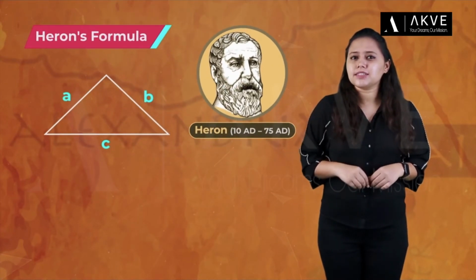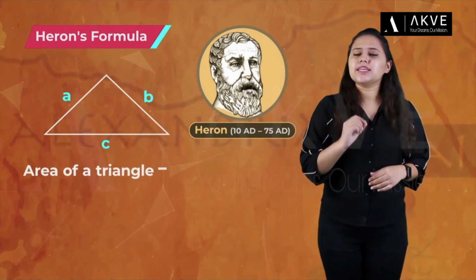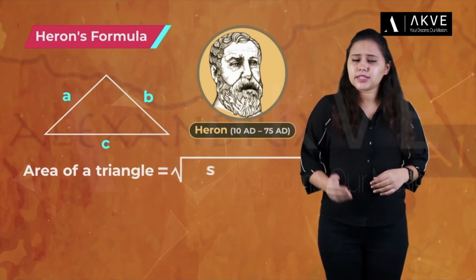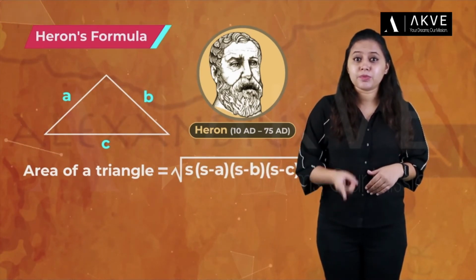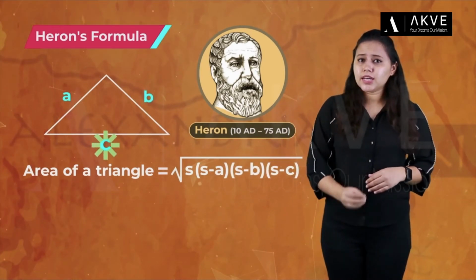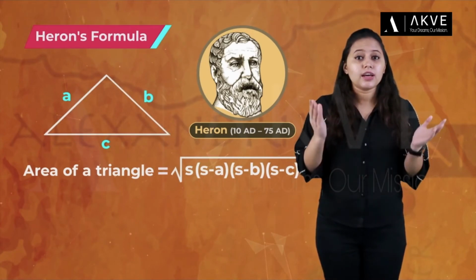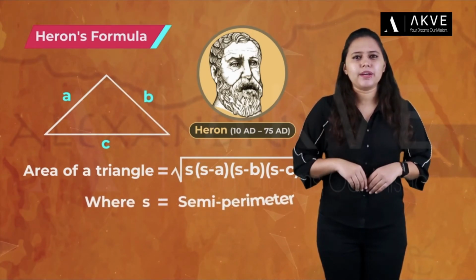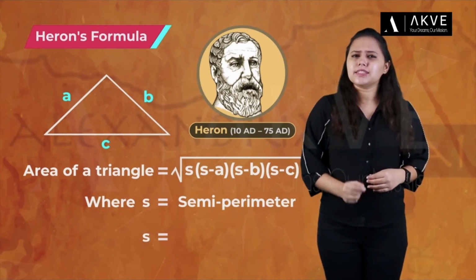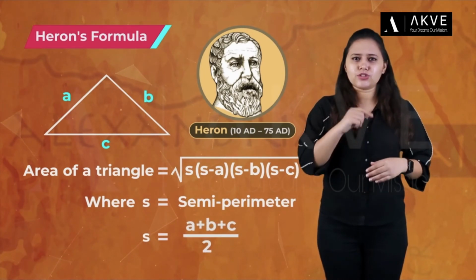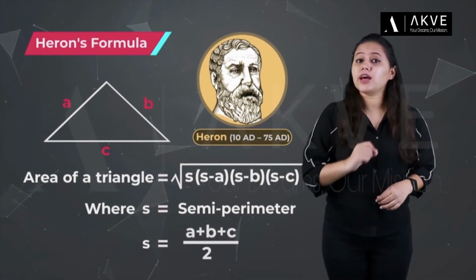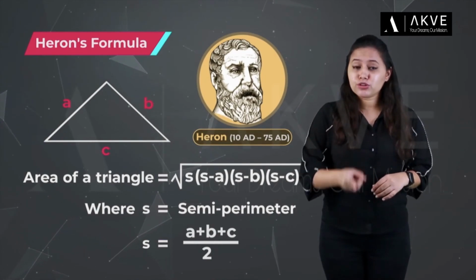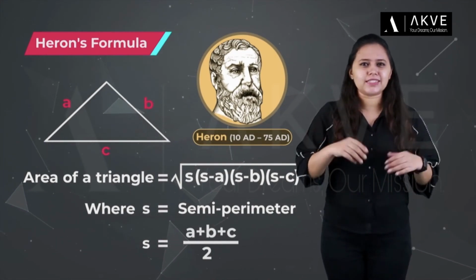It is stated as area of a triangle is equal to under root s into s minus a into s minus b into s minus c, where a, b and c are the sides of the triangle and s is the semi-perimeter. That is, s is the half of the perimeter of the triangle. This formula is helpful where it is not possible to find the height of the triangle easily.